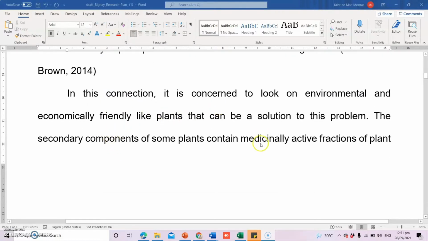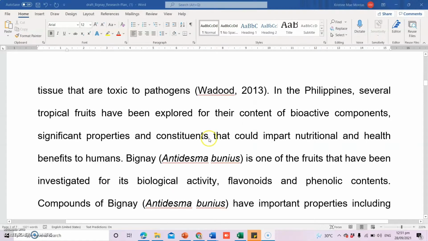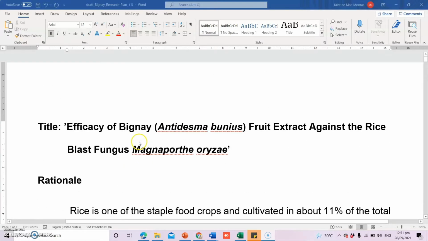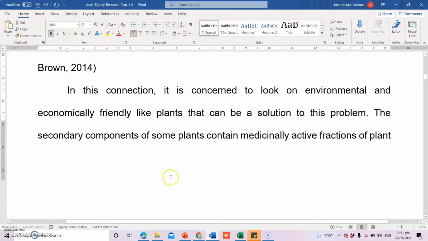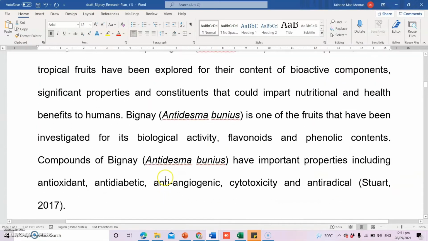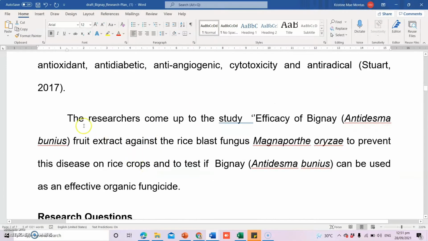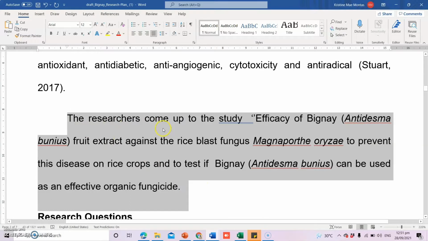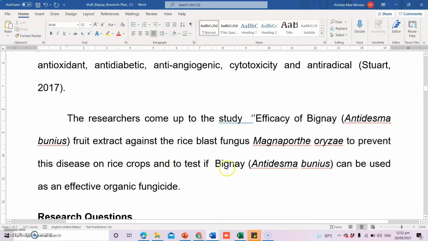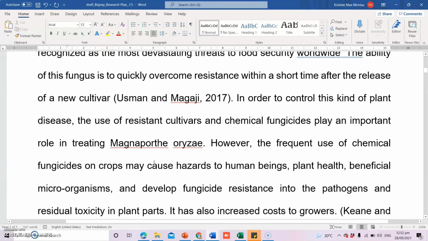Okay, so I won't read this anymore, but the rationale should go like this. Okay, ayan. So, binanggit dito yung tungkol sa Bignai, which is yung efficacy of Bignai fruit extract, which is one of the variables in our study. So, anong sinabi dito sa huli? Sa kahulihan, sinabi dito na the researchers came up with the study efficacy of Bignai fruit extract against the rice blast fungus to prevent this disease on rice crops and to test if Bignai can be used as an effective organic fungicide. So, as you can see, dito sa rationale, makikita natin yung tungkol dun sa variable.